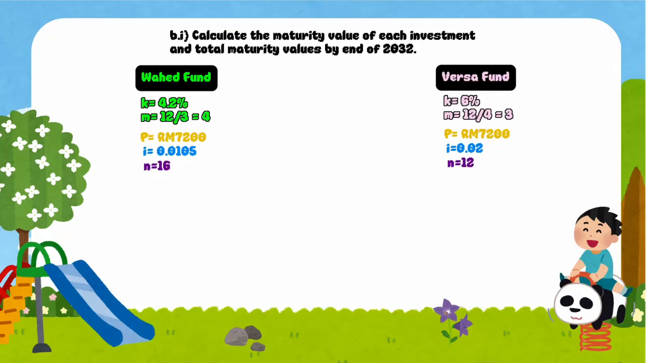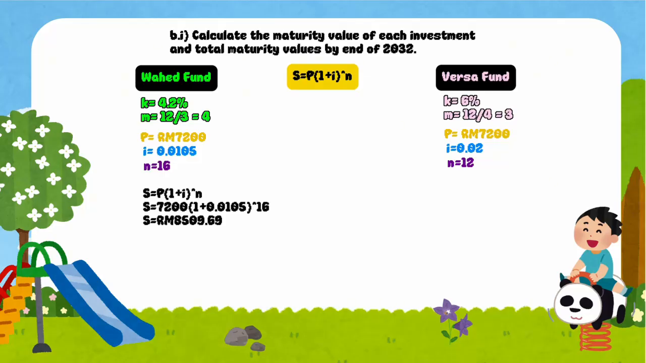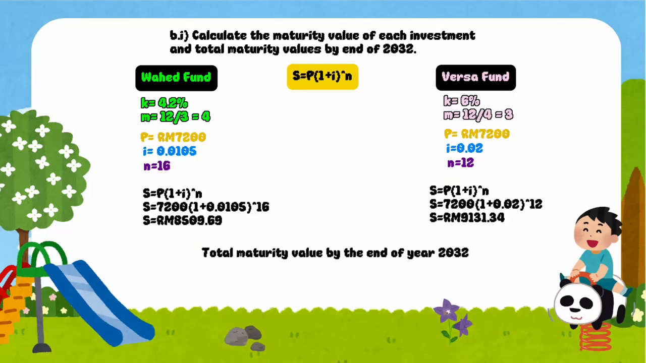And to complete this question, we use the formula S equals P multiply (1 plus I) to the power of N. So we sub all the values and put into the formula to find the maturity value of each investment. Lastly, to find the total maturity value, we have to add both of the amounts.